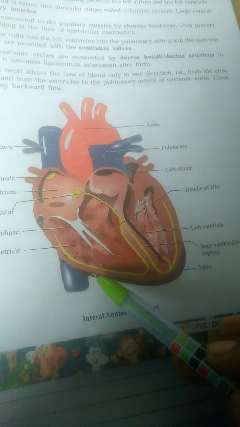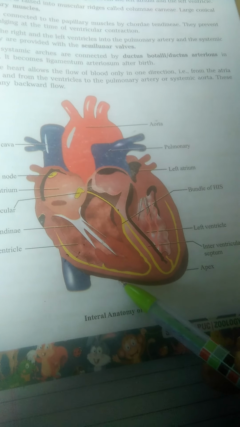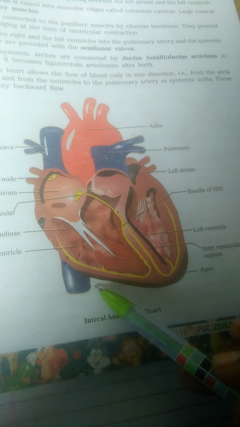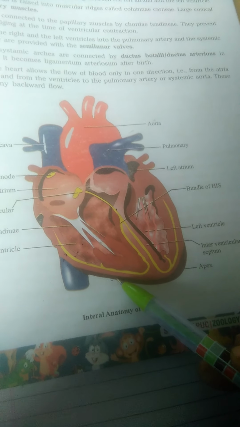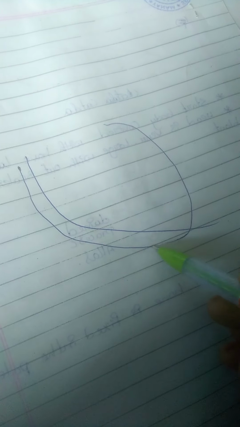So the parietal pericardium contains two layers: fibrous and serous membranes. Okay, see this. This is the heart structure roughly, but the heart is covered by a double folded membrane.